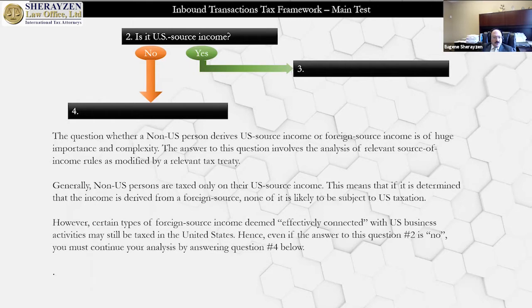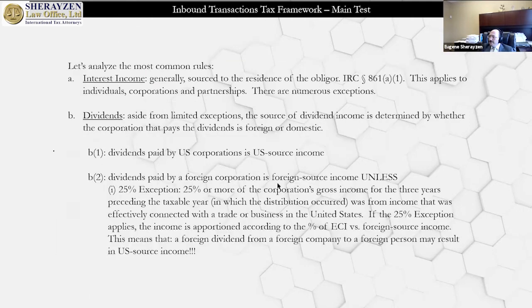Let's go over a few of the most common examples. All right, interest income. Interest income is generally sourced to the residence of the obligor. Most often, obligor means the borrower, of course. Not always, but most often. This rule applies to individuals, corporations, and partnerships.